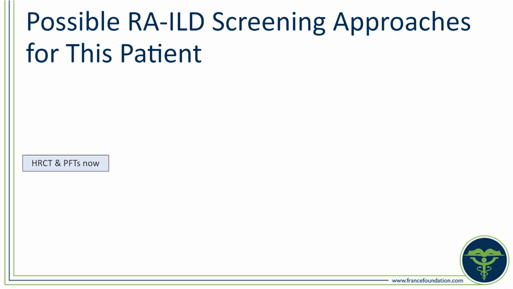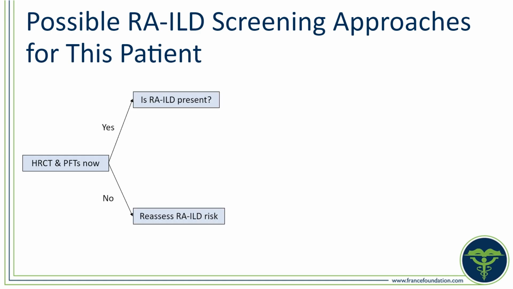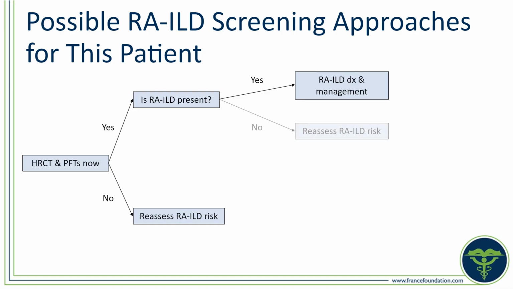At this time, we can choose to do a high-res CT and PFTs now. If we do, we'll either find that RA-ILD is present or not. If we find that RA-ILD is present, then we need to make the diagnosis of RA-ILD and start managing RA-ILD, typically in collaboration with the pulmonologist. If we do this testing now and we don't find that RA-ILD is present, then we need to reassess risk. Just because a patient may not have interstitial lung disease right now does not mean that a patient will not develop interstitial lung disease later.